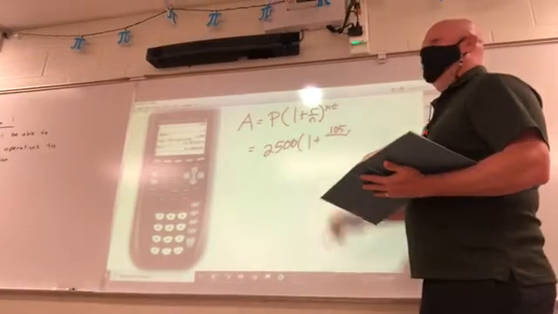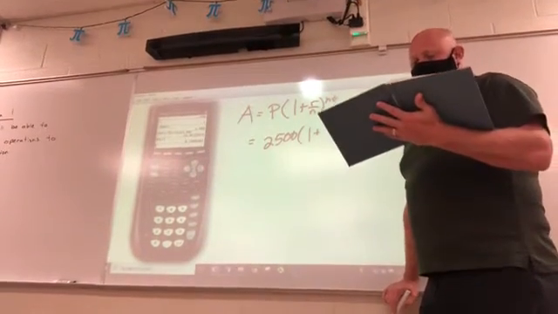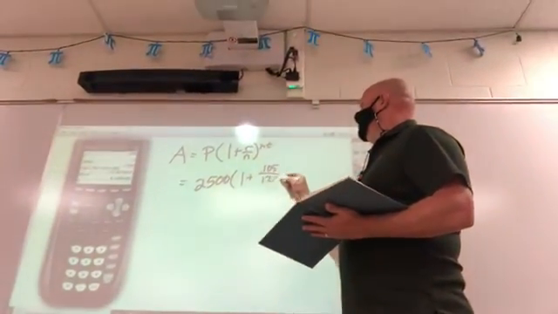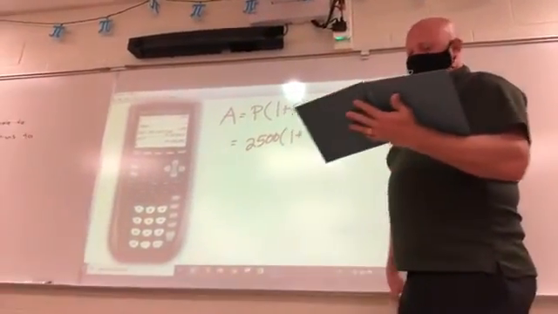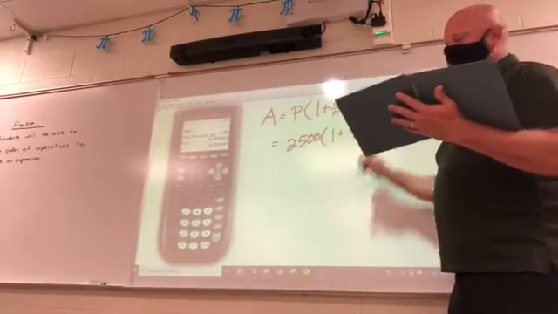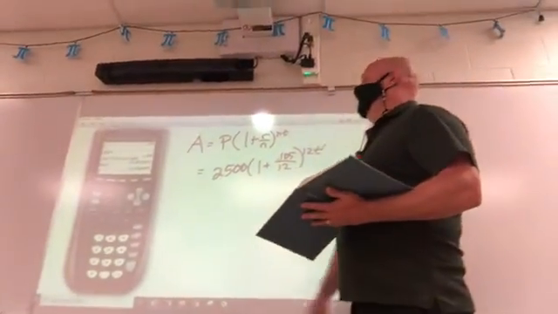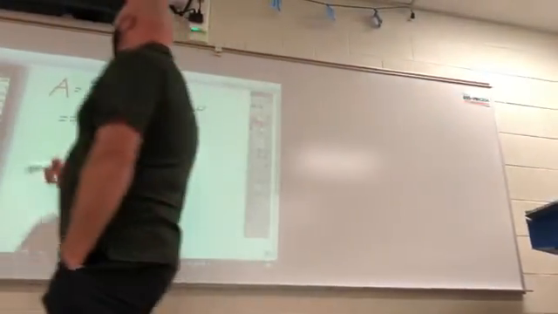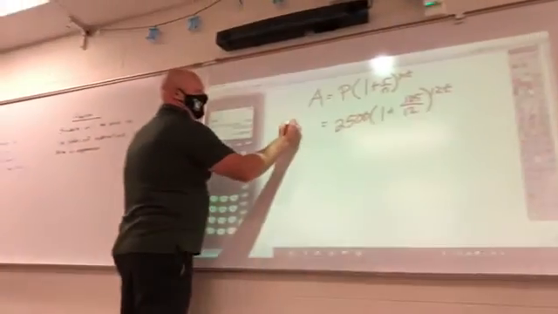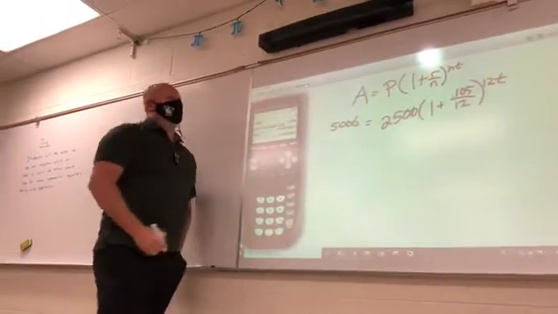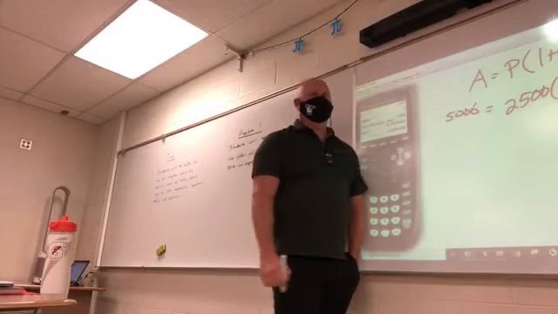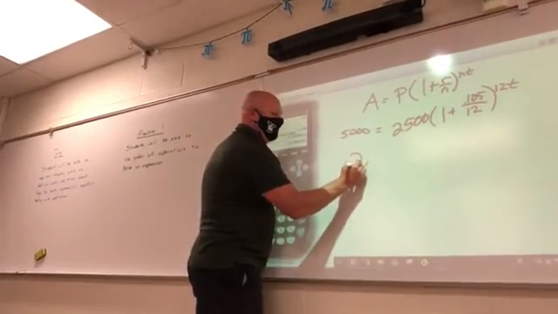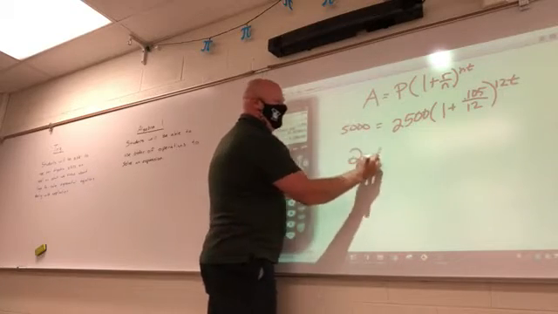Compounded monthly, so my n is 12. How many years, don't know time, will it take to double? What's my A? 5,000. So, what's step number 1? Divide by 2,500. 5,000 divided by 2,500 is going to be 2.